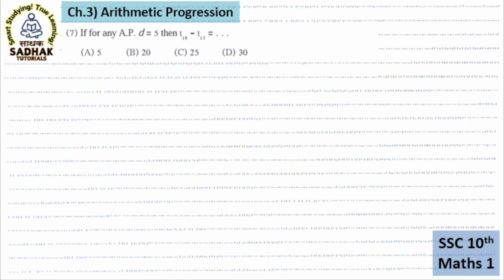Okay, let us go to the next question. That is question number 7. For an AP, D is equal to 5, and we have to find out T18 minus T13 is equal to dash.